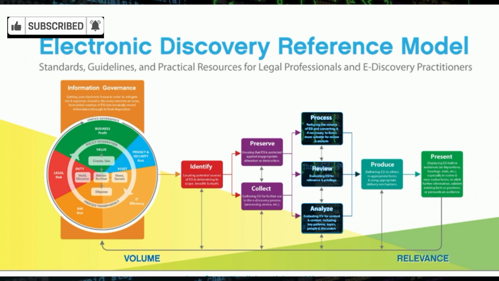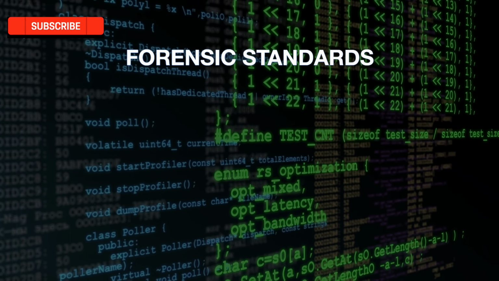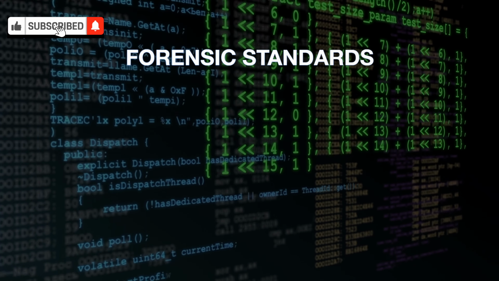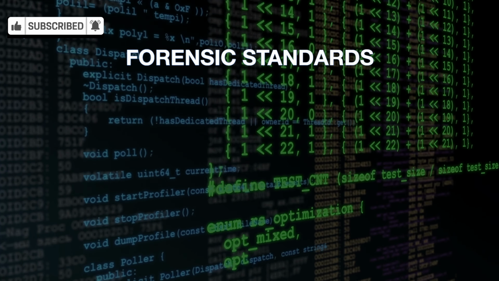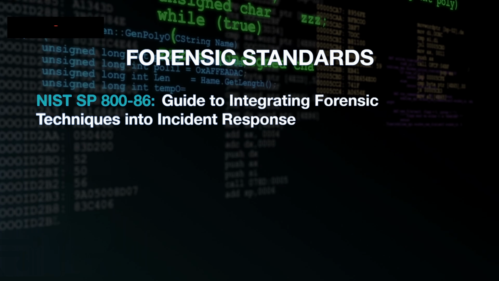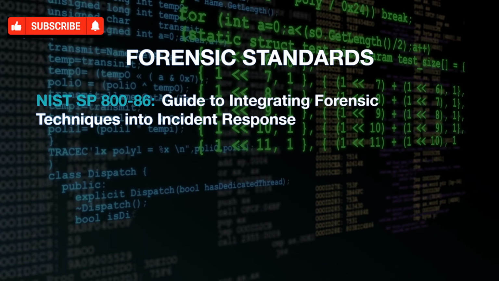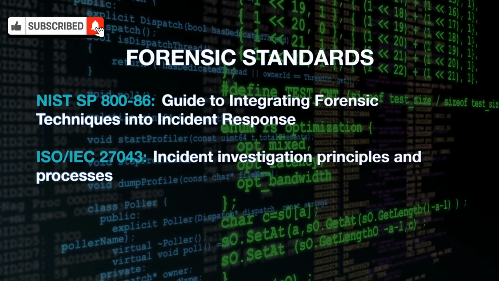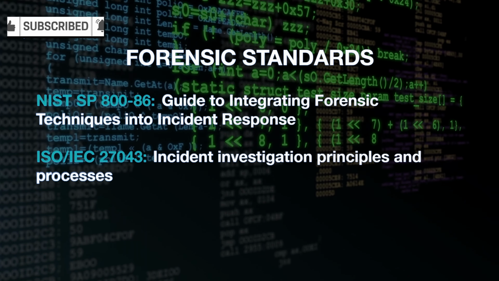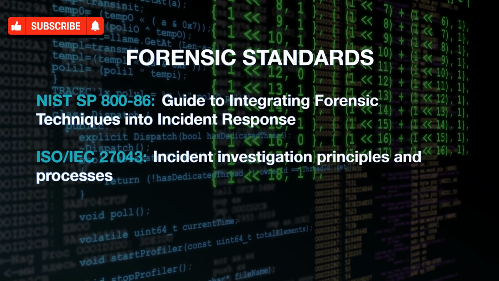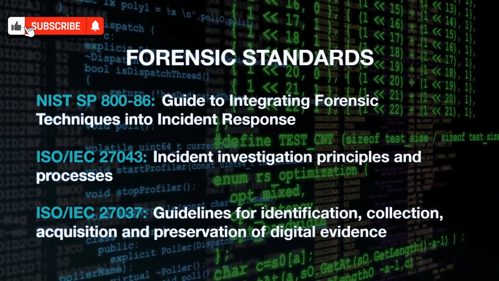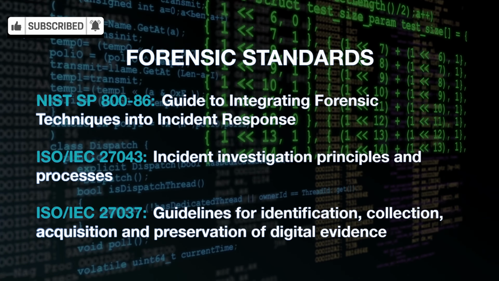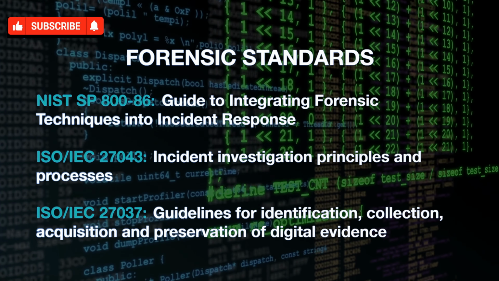Now along with that is going to come forensic standards. There are a lot of organizations that have their own standards about forensics. NIST Special Publication 800-86 is the guide to integrating forensic techniques into incident response. You have the ISO 27043, which is incident investigation principles and processes. And we also have ISO 27037, which is guidelines for identification, collection, acquisition and preservation of digital evidence. There's also the NIST SP 800-101. This is for mobile device forensics.